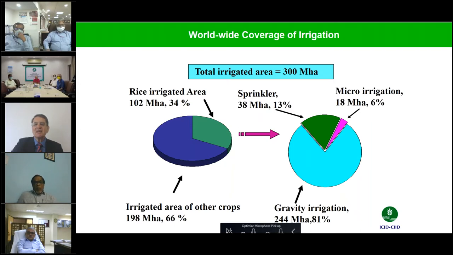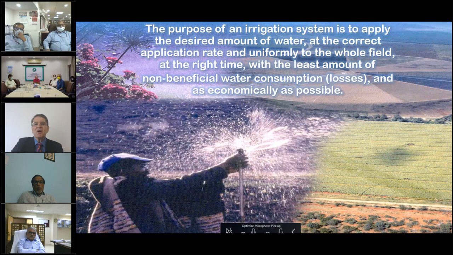6%, but that is a growing market in terms of application of that method. So the purpose, as we know, of an irrigation system is to apply the desired amount of water at the correct application rate and uniformly to the whole field at the right time, with the least amount of non-beneficial water consumed or the losses, and as economically as possible.